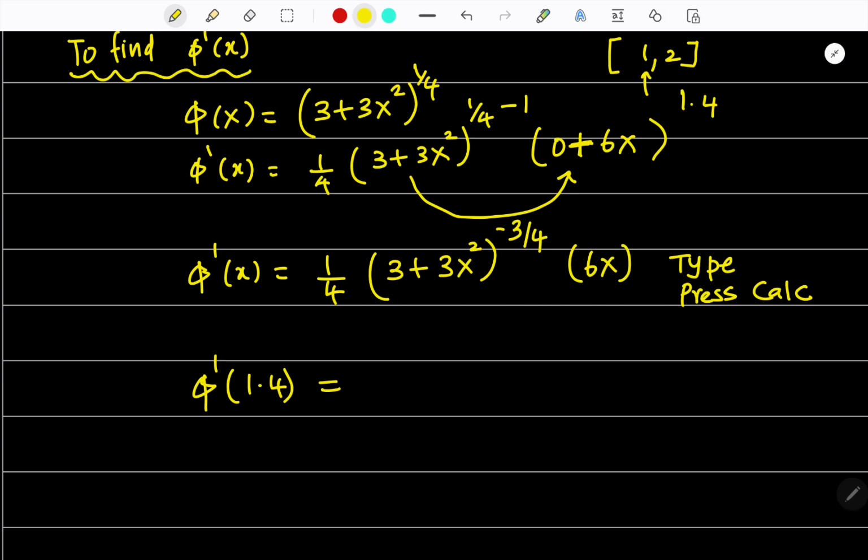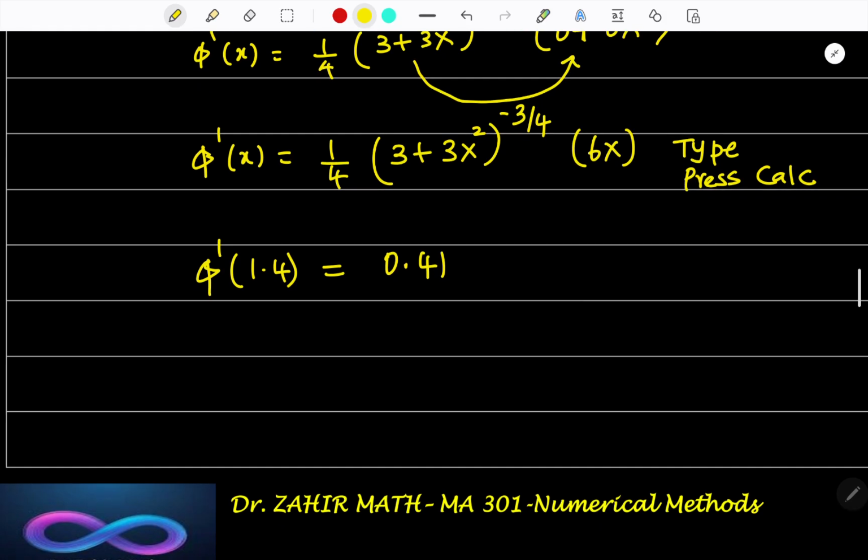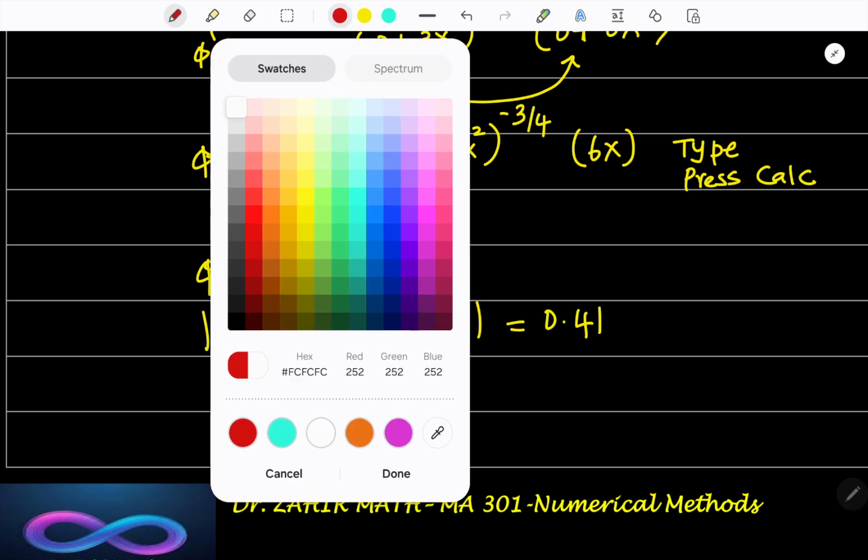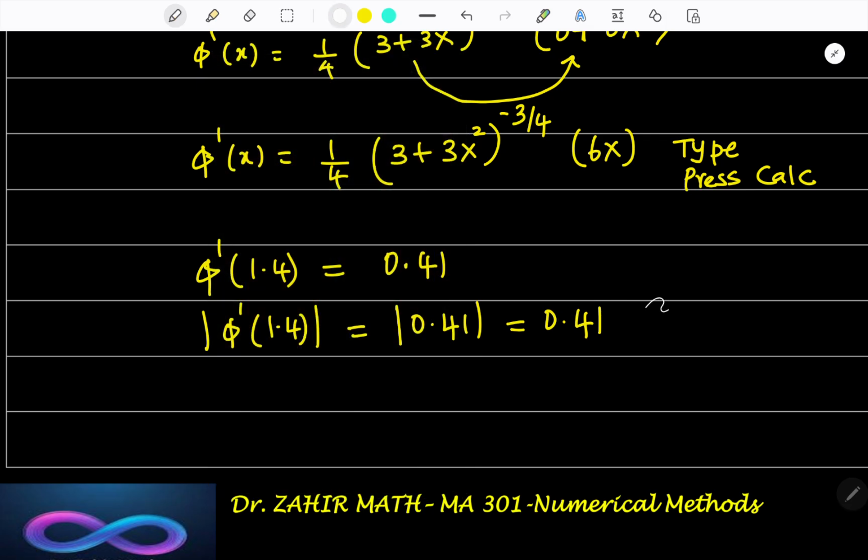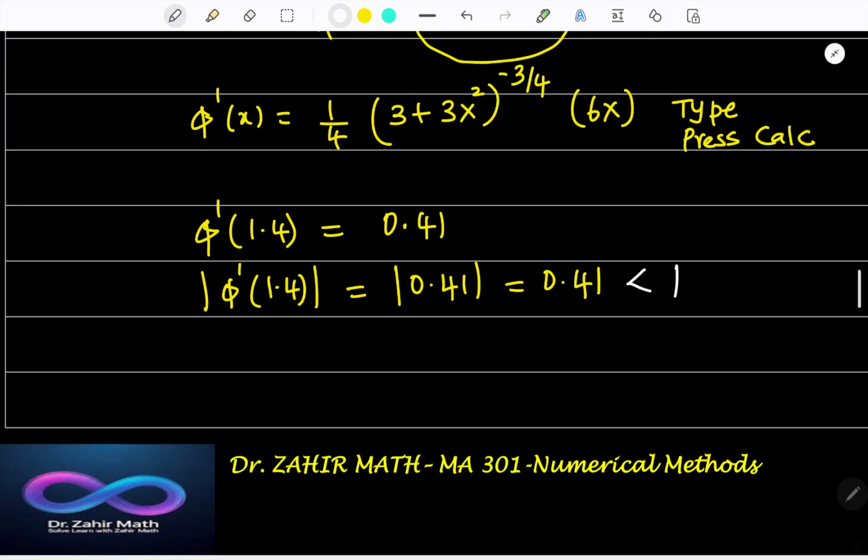When I press calc, it asks for a value, just give 1.4. Anything you can give, it's up to you. The result is 0.41. Now the absolute value of phi dash of 1.4 is equal to the absolute value of 0.41, which is 0.41. This is positive and less than 1. So the absolute value of phi dash of 1.4 is less than 1, and our condition is satisfied.